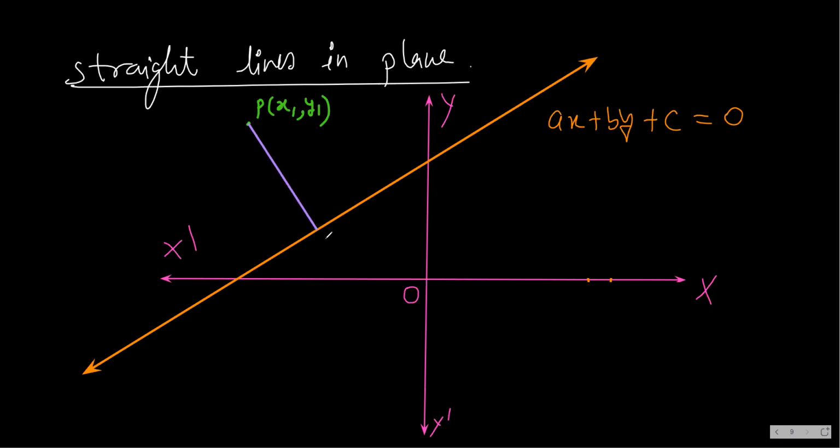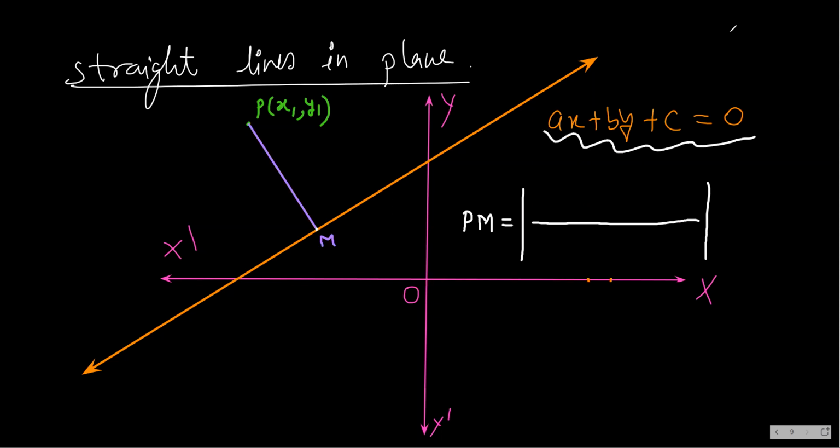Say this is point M, the foot of the perpendicular on the line. So what was the formula for PM? Do you remember? Can you recall the formula for the perpendicular distance of a point from a line when the line was in a plane, with this general equation of the line? Just think on it.